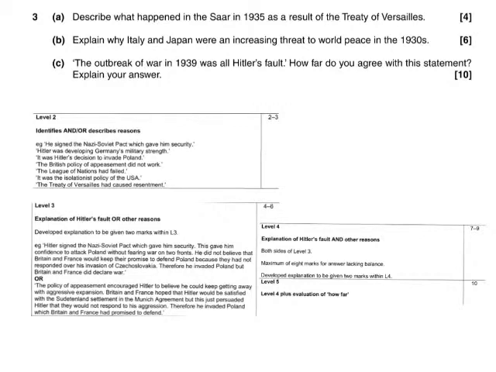Okay, another reason for the outbreak of war in 1939. The policy of appeasement encouraged Hitler to believe he could keep getting away with aggression, expansion. Although we've got the word Hitler there, the reason is actually relating to appeasement, not him. Okay, and we could say the same thing about this answer here. Okay, it expands on it.